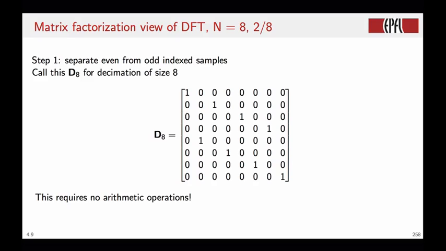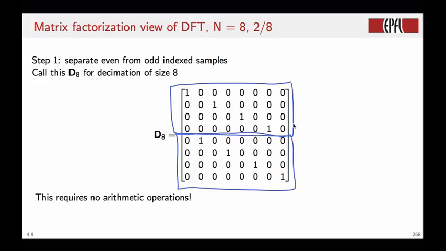So step 1 is to separate even and odd index samples. This is exactly what we had seen before. This picks out the even samples. This picks out the odd samples. This we call D8, or a decimation of size 8 matrix. It requires only index changes, no arithmetic operations.